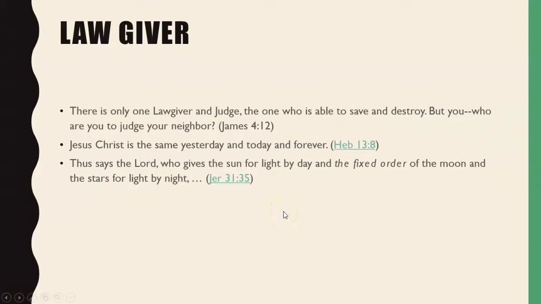James 4:12 explains it this way: there's only one lawgiver and judge, the one who is able to save and destroy, but you, who are you to judge your neighbor? Hebrews 13:8 says it like this: Jesus Christ is the same yesterday and today and forever. Whereas Jeremiah 31:35 says, thus says the Lord, who gives the sun for light by day and the fixed order of the moon and stars for light by night.